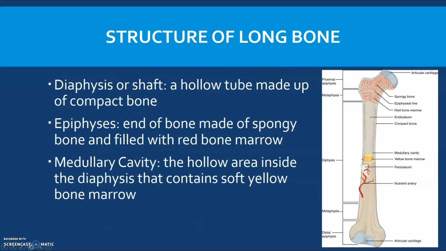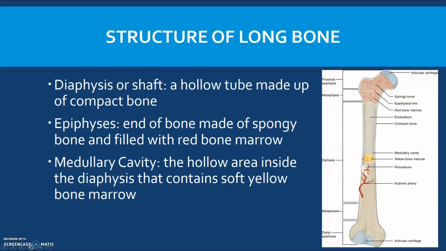Now we are going to look at structures of a typical long bone. You have the diaphysis, or the shaft. This is a hollow tube made of compact bone. And this compact bone is what makes bones strong and hard. You have the epiphysis, which are the end of bone, made of spongy bone and filled with red bone marrow.